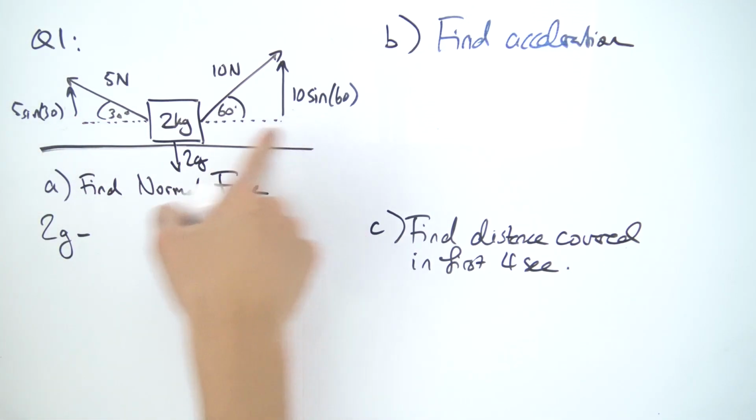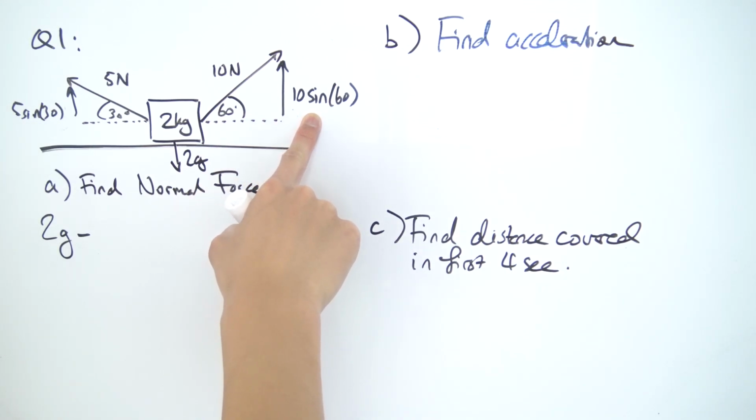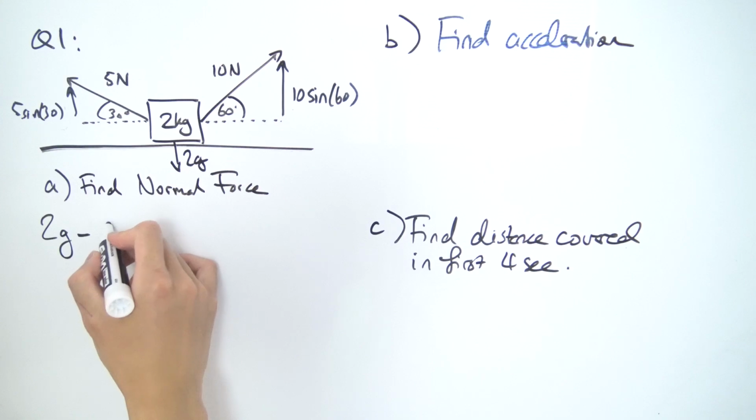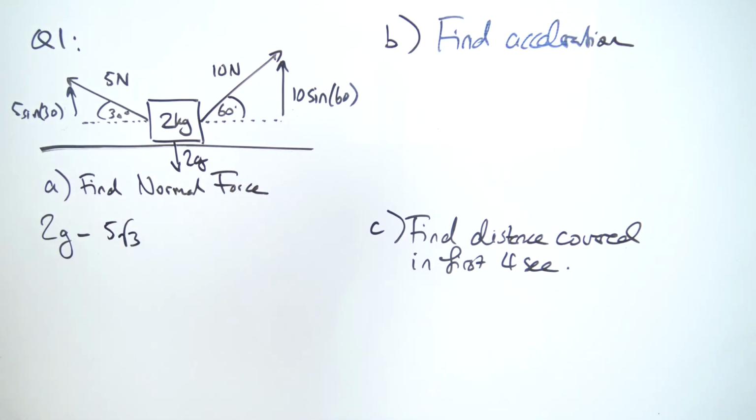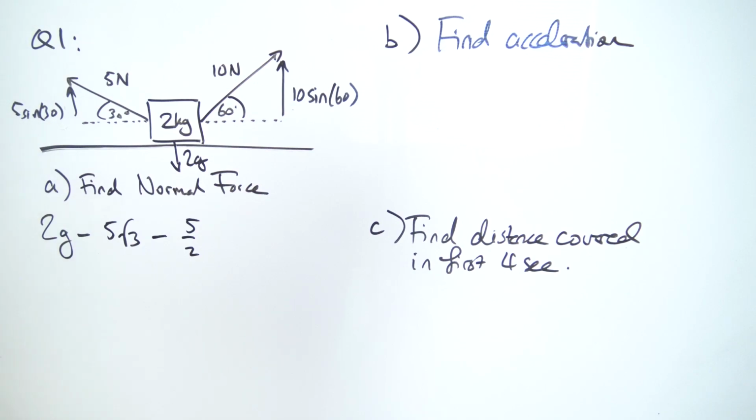So we're going to subtract off each of these 2 forces. So 10 sine of 60 is root 3 over 2, so if you multiply that by 10, we're going to get 5 root 3. Then over here, we're going to subtract off this other vertical force. Sine of 30 is a half, so 5 over 2. And that's the normal force.